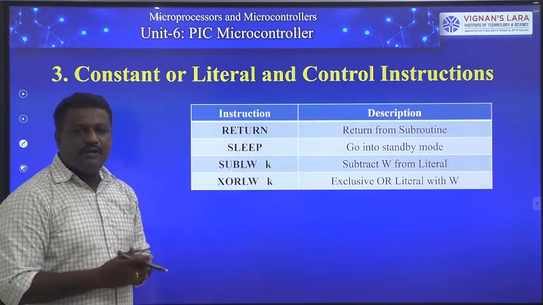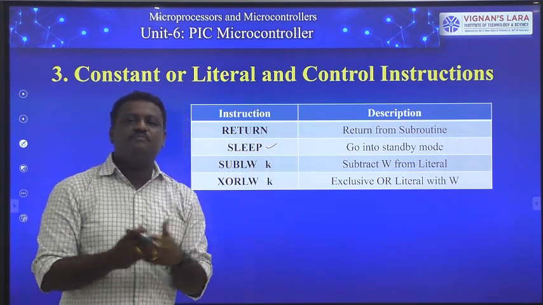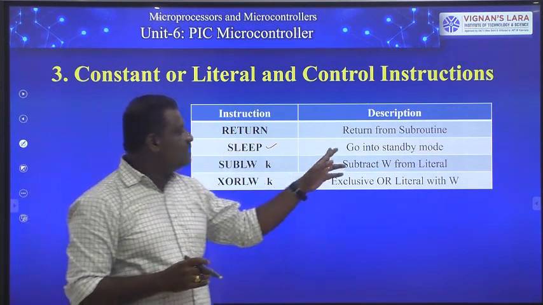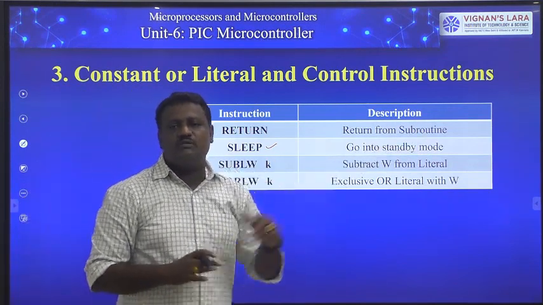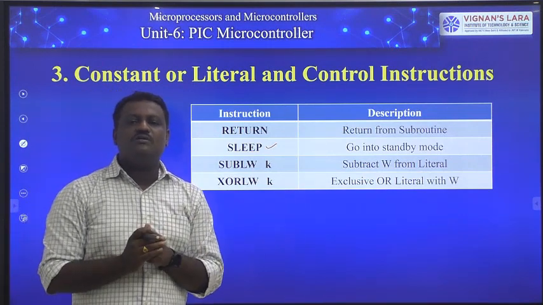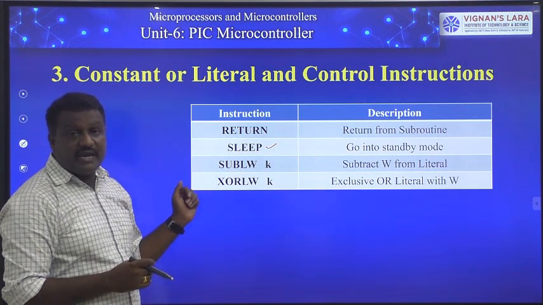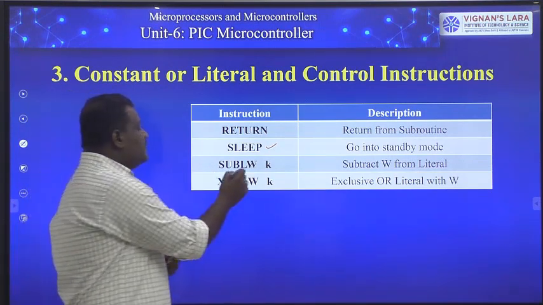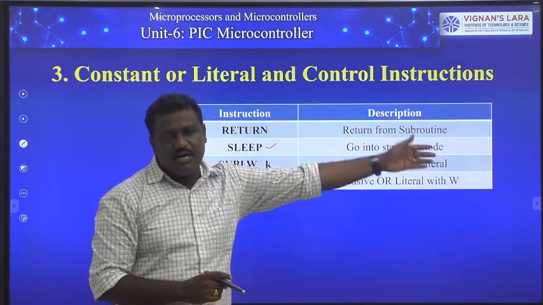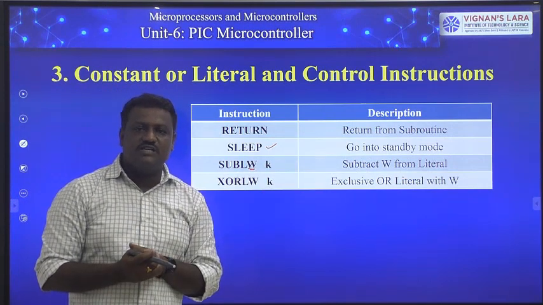Next one is SLEEP. This is the instruction to send our controller into sleep mode, which is a power saving mode. So here what I write is go into standby mode. That means a sleep mode, which is one of the power saving modes of our PIC controller. Next is SUBLW comma K. That means subtract the working register W content from a literal or a constant. After completion of subtraction, again the result goes to working register W.